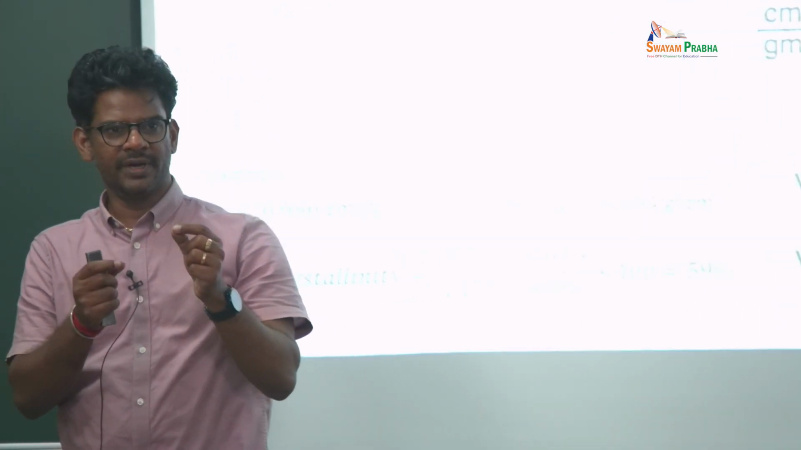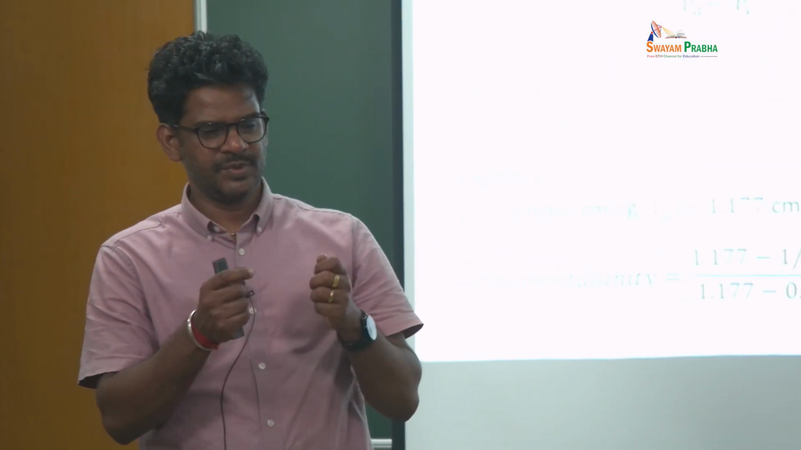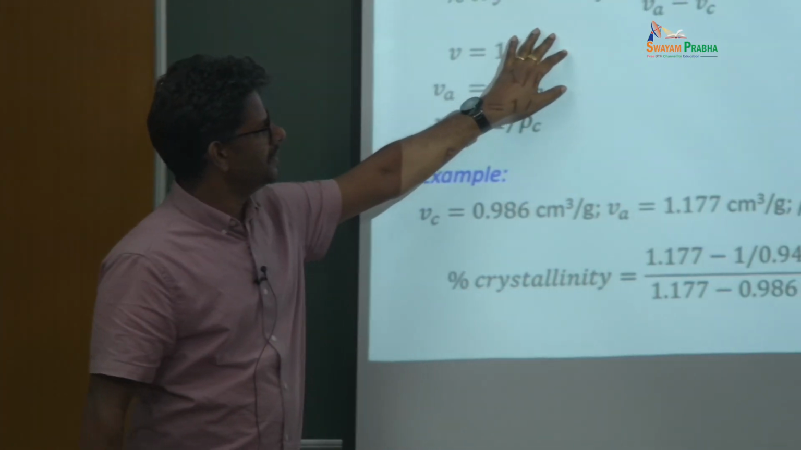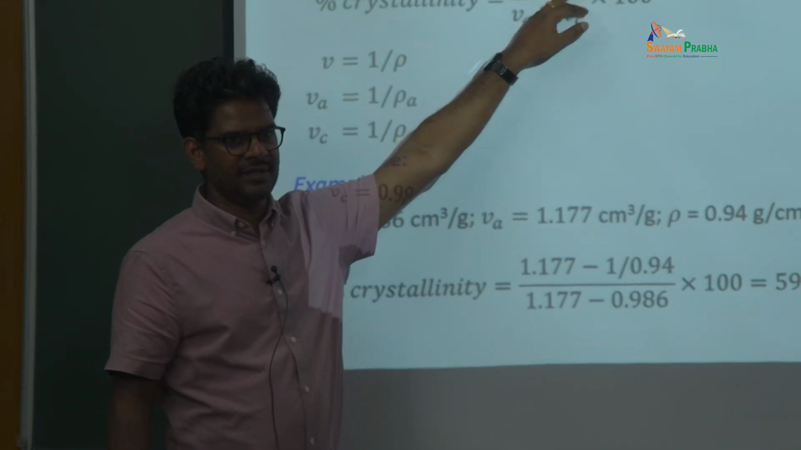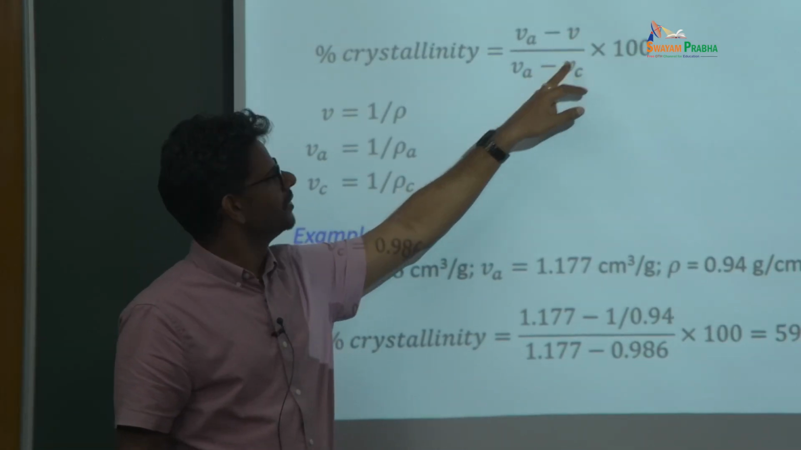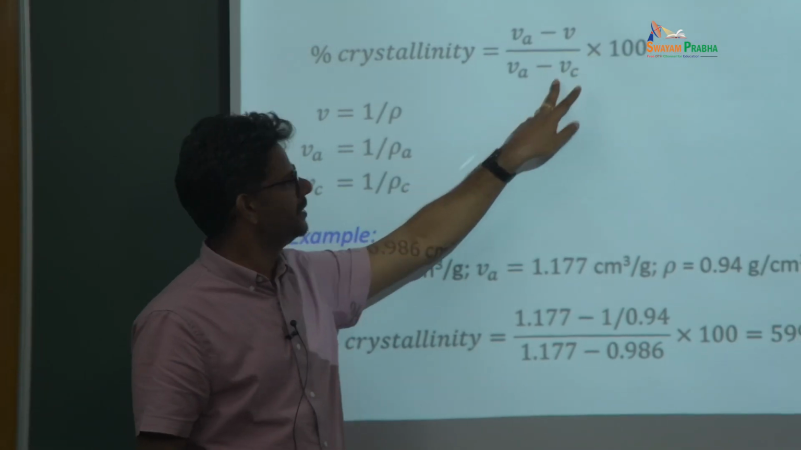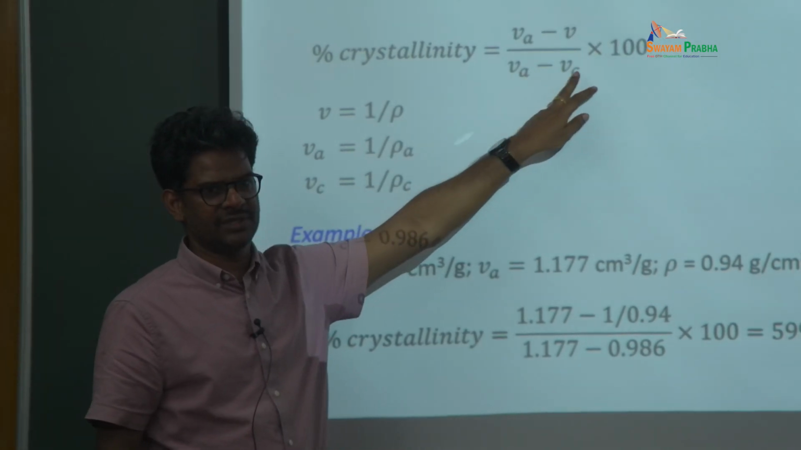Once you have these two extreme values, okay, specific volume or density of completely crystalline polymer and completely amorphous polymer, then you can define percentage crystallinity for a sample of given specific volume using this formula. Okay, this basically tells you the difference between amorphous and your sample divided by the amorphous to the crystalline difference.